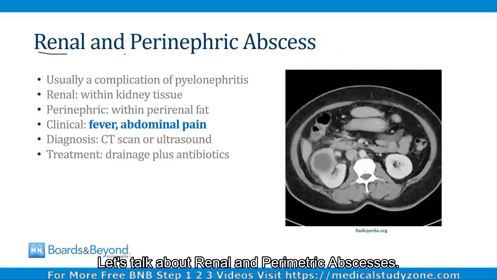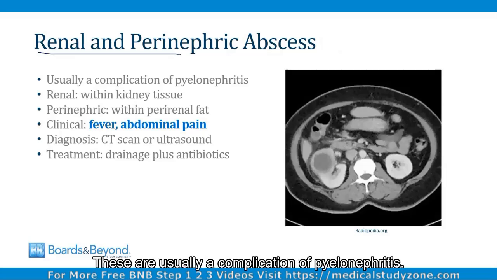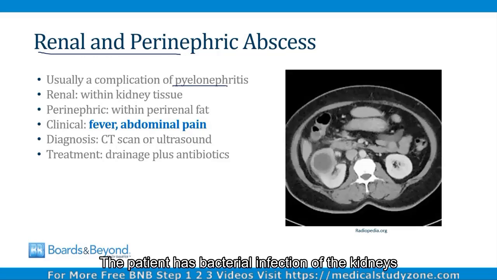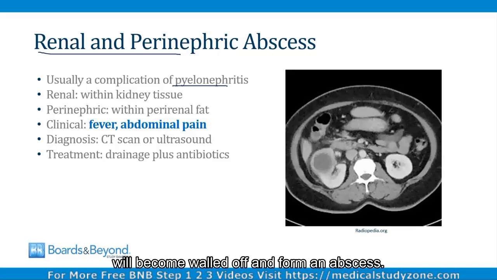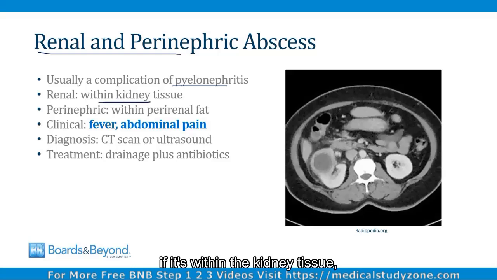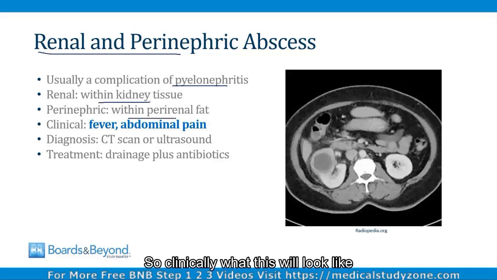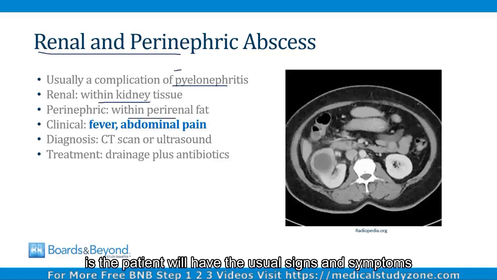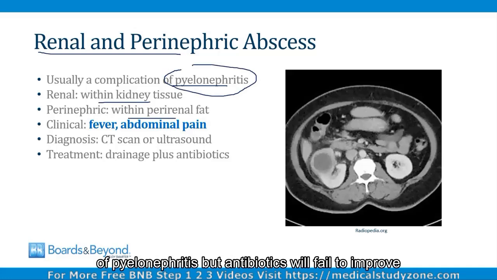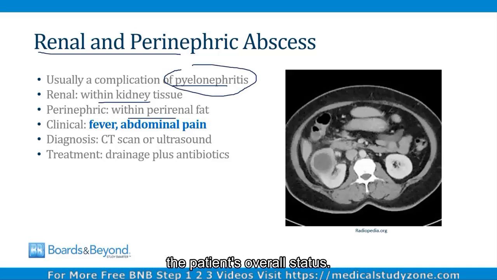Let's talk about renal and perinephric abscesses. These are usually a complication of pyelonephritis. The patient has bacterial infection of the kidneys, and sometimes a portion of that infection will become walled off and form an abscess. It's called a renal abscess if it's within the kidney tissue, a perinephric abscess if it's within the perirenal fat. So clinically, what this will look like is the patient will have the usual signs and symptoms of pyelonephritis, but antibiotics will fail to improve the patient's overall status. There'll be ongoing fever, and there can even be abdominal pain.